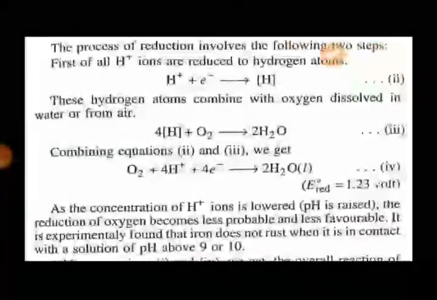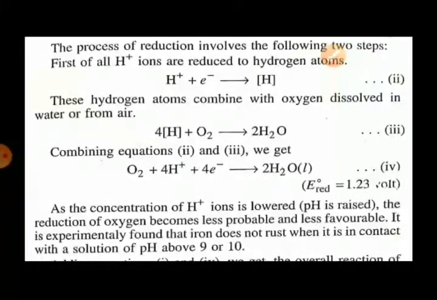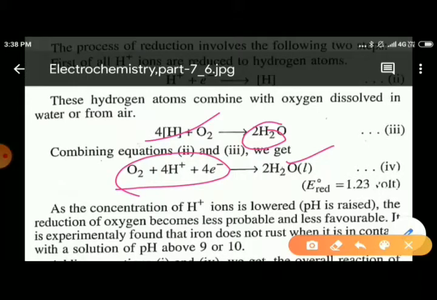We may detail the reduction half reaction. In this case, hydrogen ion takes electron and gets reduced into atomic hydrogen. Now, atomic hydrogen reacts with oxygen to form water. If we combine both the steps, we may write the reduction half reaction as O2 plus 4H plus plus 4 electrons get converted into 2H2O. Reduction potential is found to be 1.23 volt.